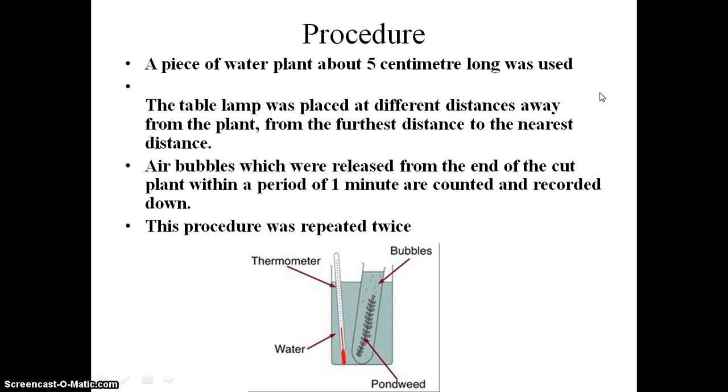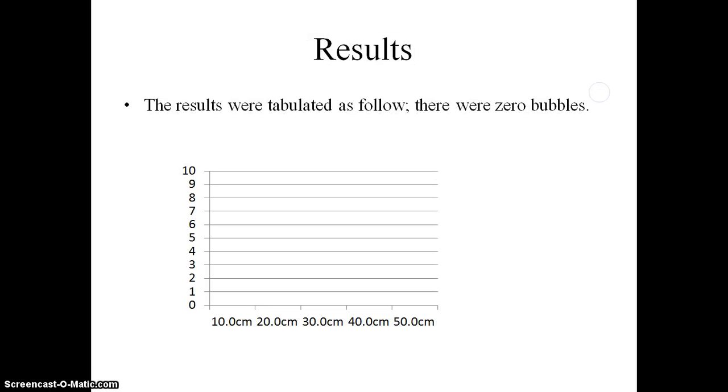The table lamp was placed at different distances away from the plant, from the furthest distance to the nearest distance. Air bubbles which are released from the end of the cut plant within a period of 1 minute are counted and recorded. This procedure was repeated twice. The results were tabulated as follows.